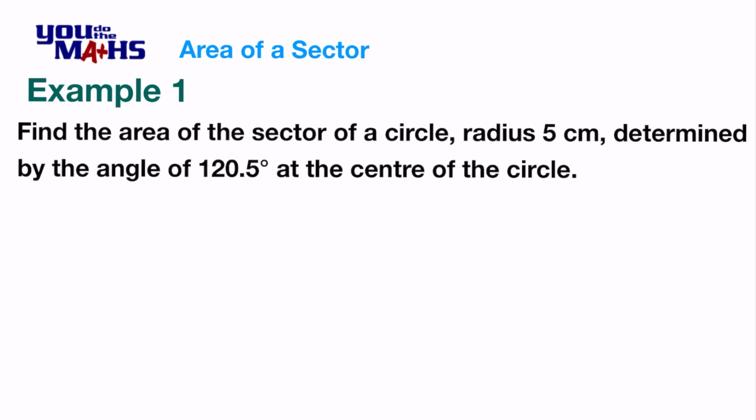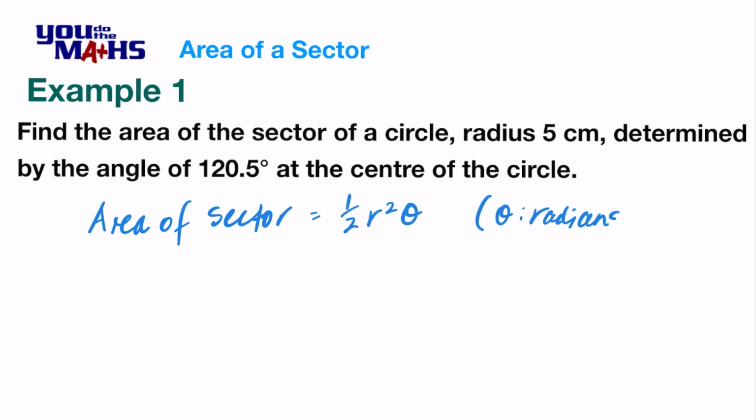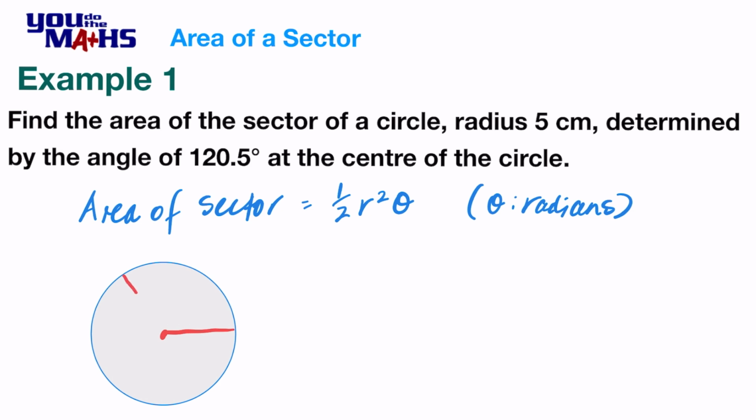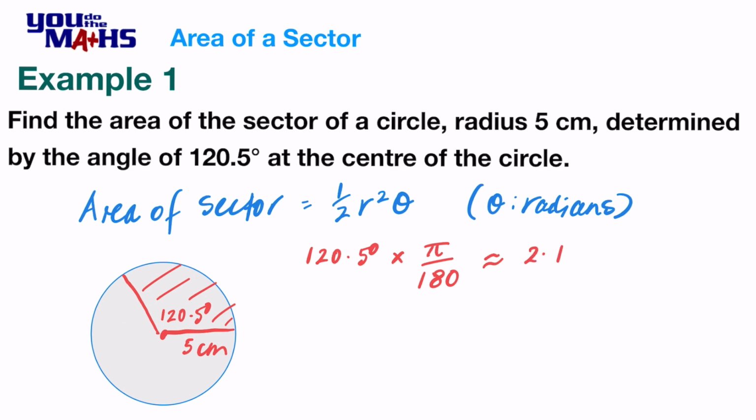But if we're going to use the area of a sector formula, which is 1/2 r squared theta, we must express theta in radians. Let's first of all have a look at a diagram of the situation. We can see here about 1/3 of the circle has been shaded. Now we'll convert 120.5 degrees to radians by multiplying it by pi over 180. And when we do that, we get an angle measure of approximately 2.10 radians.